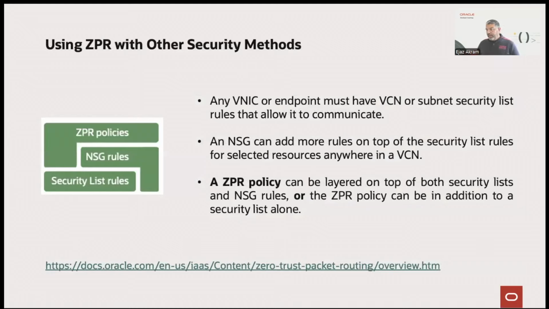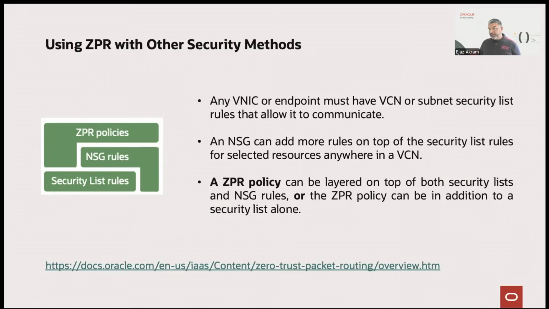So this is my last slide in terms of what you can apply and which method of security you can use. As we said, security lists are across subnet and VCN. With NSGs, you can be more specific, from the VCN to the VNICs, but that can sit along with the security list. And the ZPR policy can also be layered on top of those two, or you can just apply ZPR policy on its own, basically.